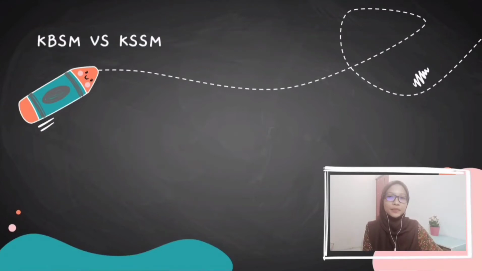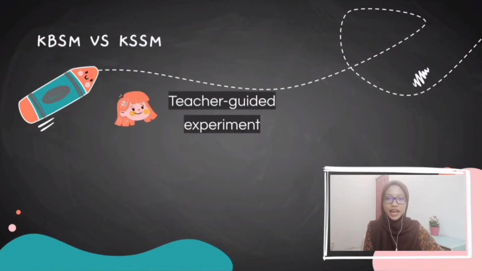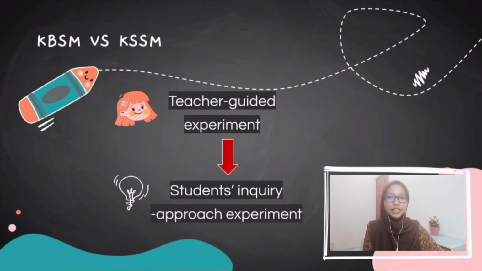In KSSM textbook, rather than teacher guide the experiment, students are given the opportunity to design scientific investigation and experiment by themselves. Students are expected to plan and design the experiment, collect and analyze the data, interpret and display results, and finally share and present their reports and findings.